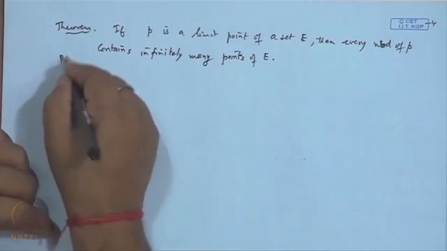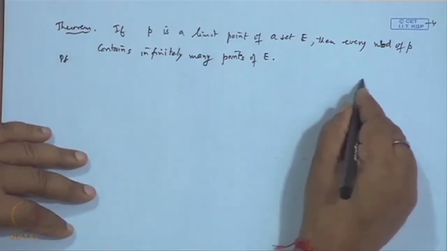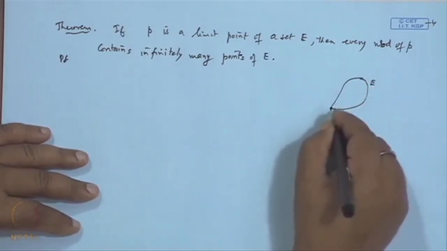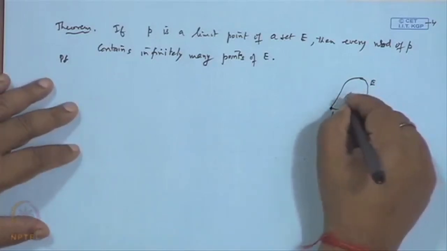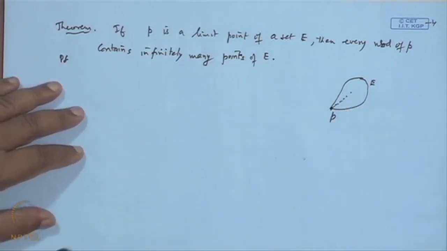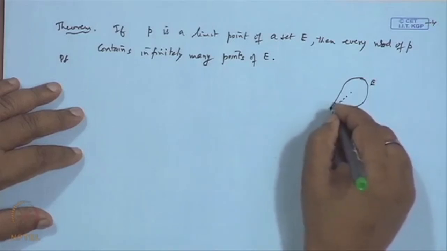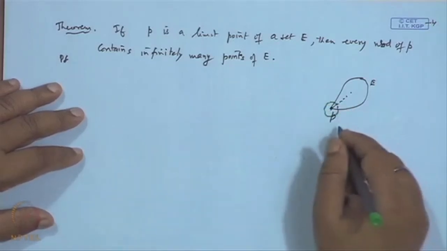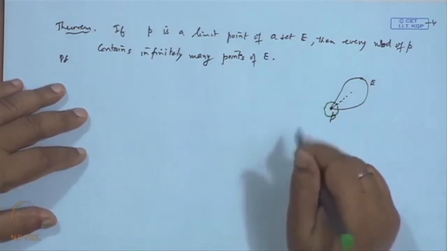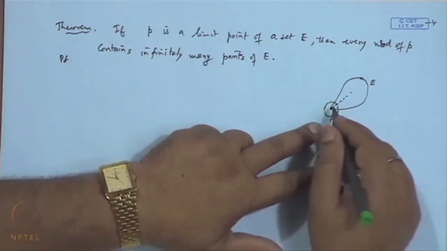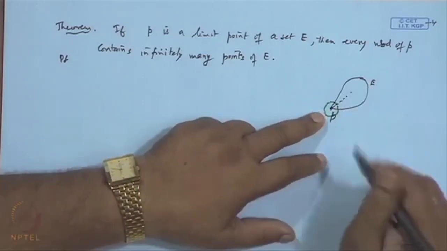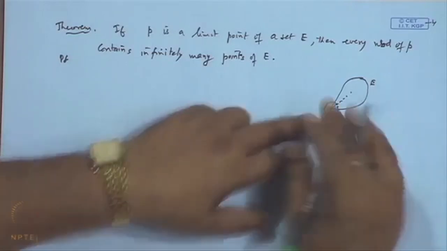What he says is that suppose this is a set E, okay, and P is somewhere here. Now, this P is a limit point of the set E. If we draw any neighborhood around the point P, then this neighborhood will contain infinitely many points of E. So, if P is a limit point, then every neighborhood of the point P will definitely include an infinite number of points. If it is not, then P cannot be a limit point, that we will show.